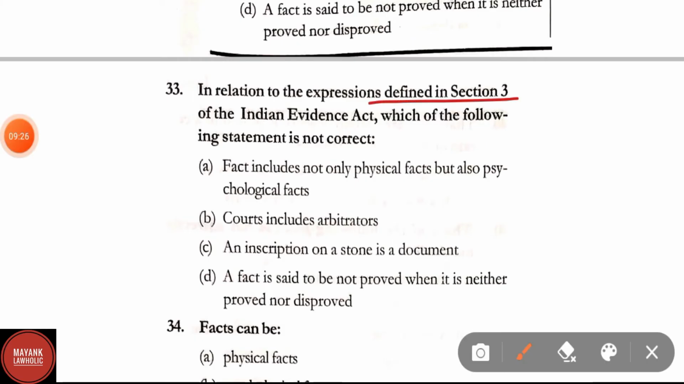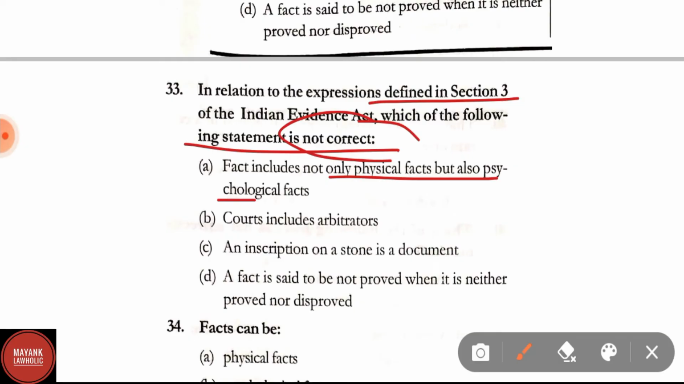Question number 33. In relation to the expression defined in section 3 of Indian Evidence Act, which of the following statement is not correct? Option A, facts includes not only physical fact but also psychological facts.